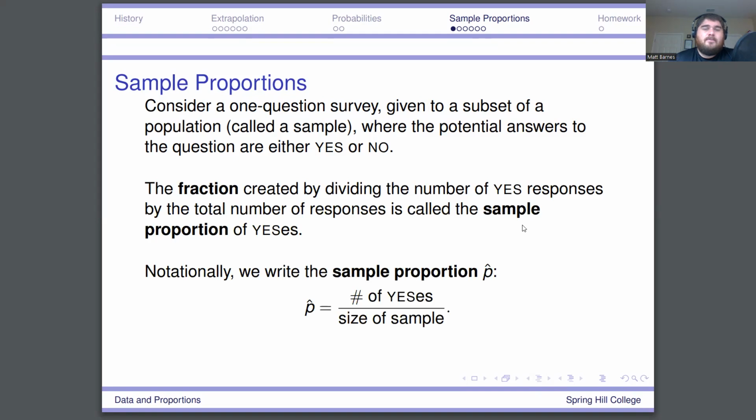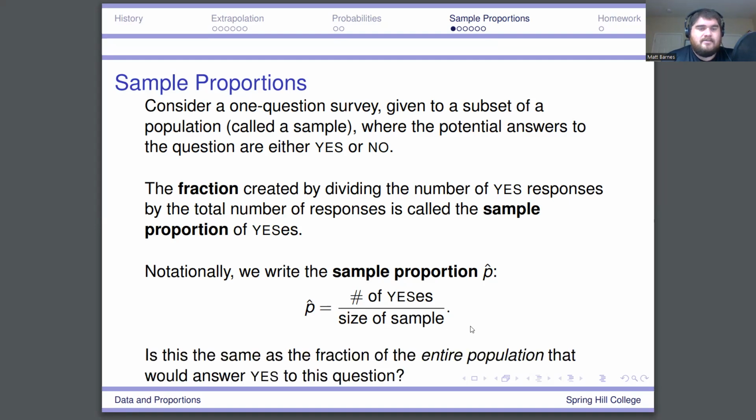This would be called a sample proportion for yeses. This proportion we generally write as P with this little caret figure up top. We'll call it P hat because mathematicians are allowed to have funny names too. So P hat here is just the number of yeses over the total size of our sample, and that gives us the proportion of people who answered yes to this.